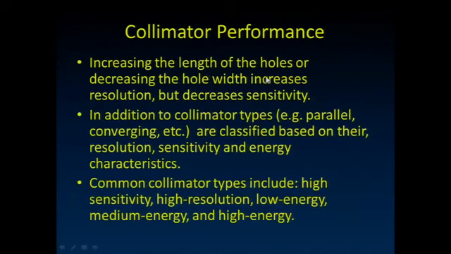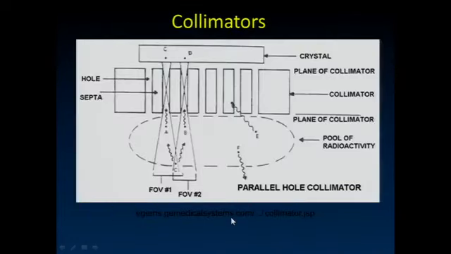Increasing the length of the holes in that collimator is going to improve the resolution properties, but unfortunately it's going to make the sensitivity worse, just like when we talked about the grid. In addition to the collimator types, the parallel hole, the converging hole that I showed you, the pinhole, they also tend to be classified based on their resolution, sensitivity, and energy characteristics. Some common types are high sensitivity, high resolution, low energy, medium energy, high energy. And I'm going to talk about some of those in a little bit.